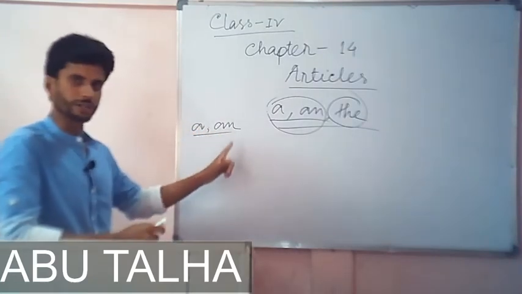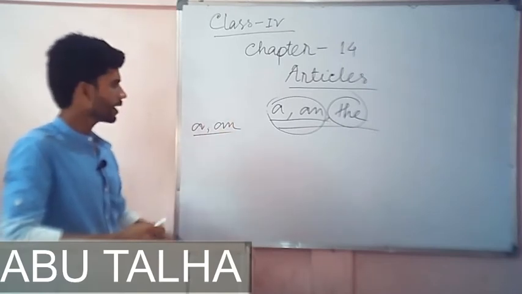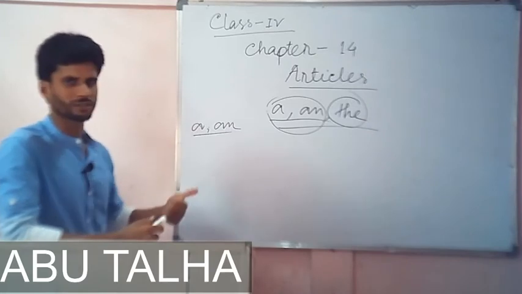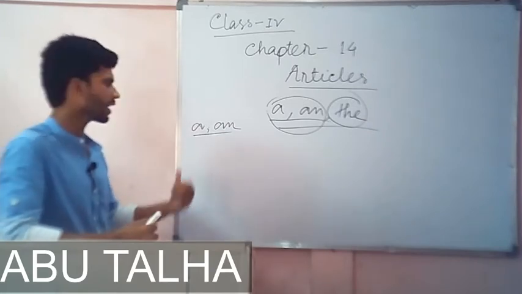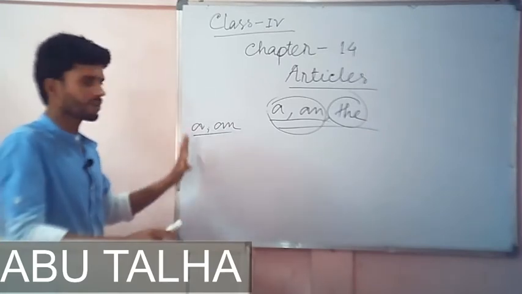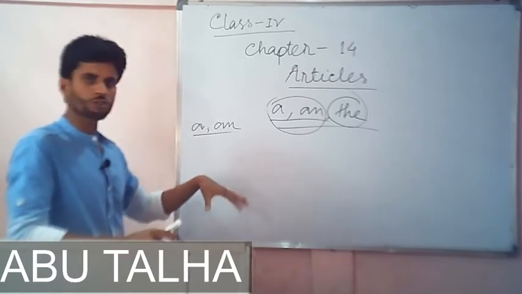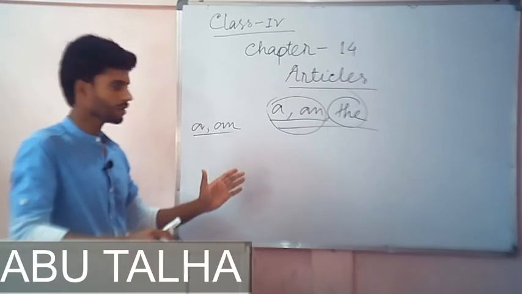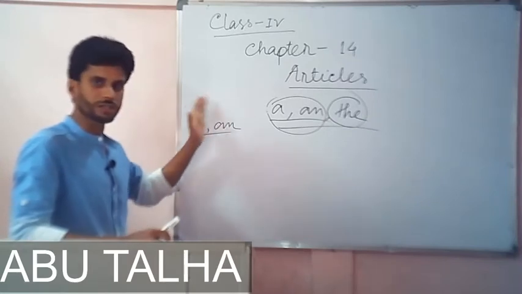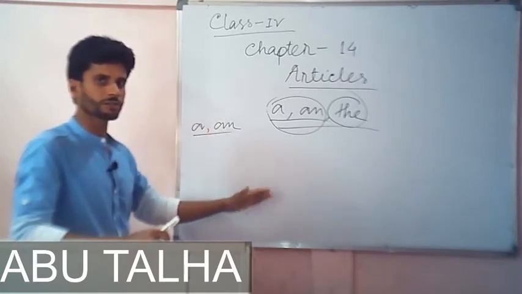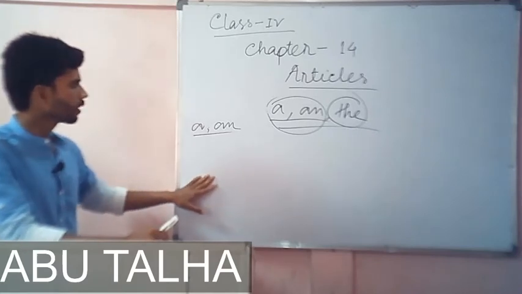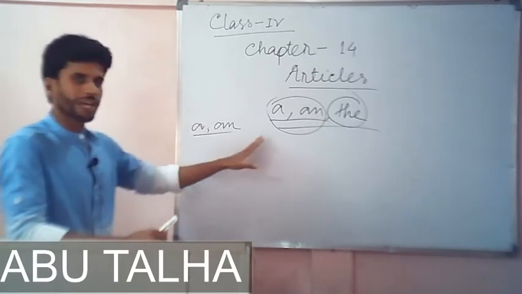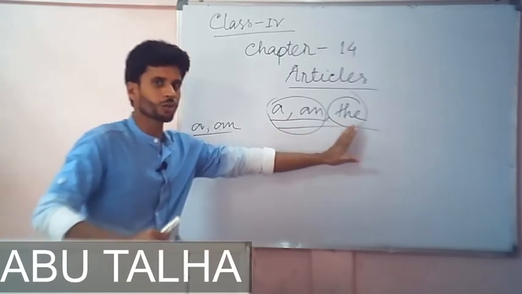Both these articles, a and an, give us the same sense or meaning. They mean one. A means one and an also means one. The difference is what? We use these two based on cases or situations, or the kind of sentence we have. So when to use a and when to use an, and then we shall go to the.